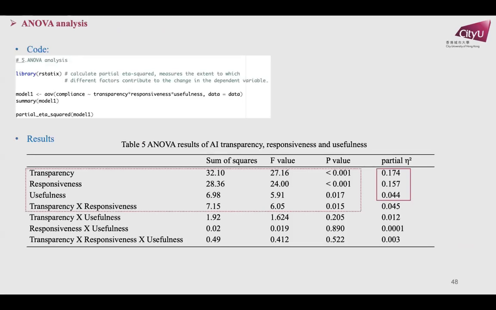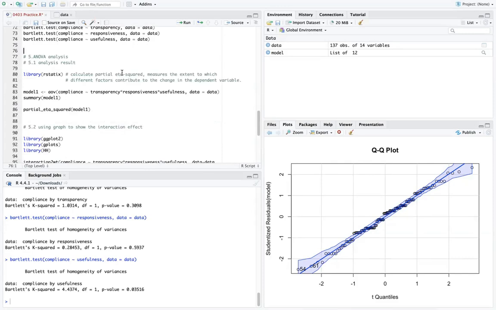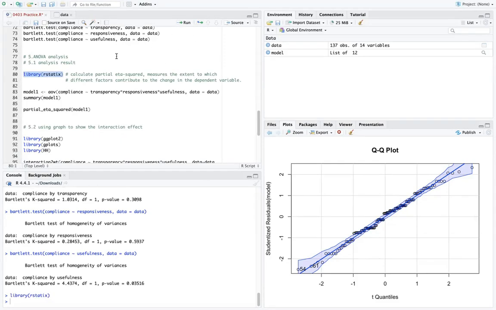And then for the ANOVA analysis, we can show this in R. For the ANOVA analysis, we need to load this package because we want to add an additional calculation, the partial eta squared, which is used to measure the extent to which different factors contribute to the change in the dependent variable. So we first load this package, and then for the ANOVA analysis, we will use this aov command.